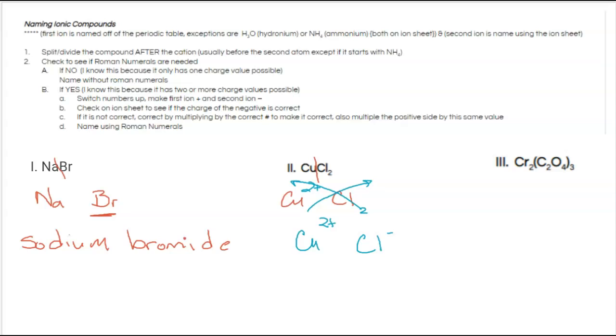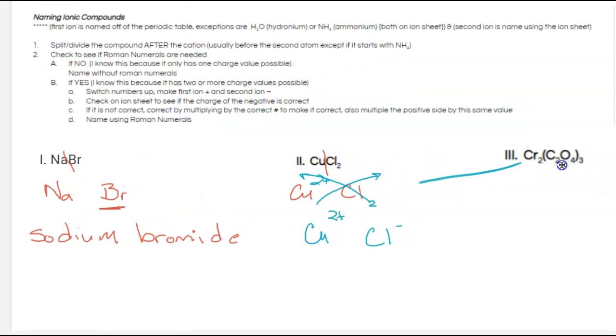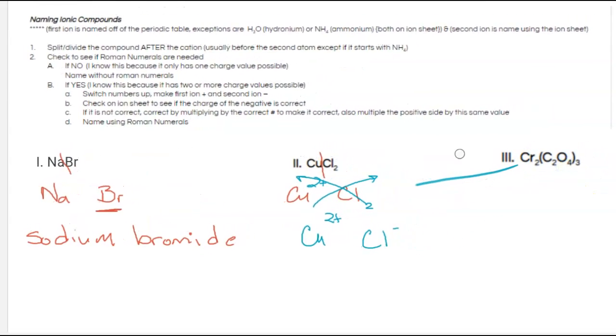When I come back and look, if the chloride is really -1, then the copper is really +2. So I've double checked my ion sheet that the negative ion is right. It is. Okay, so now I'm going to name it using Roman numerals.